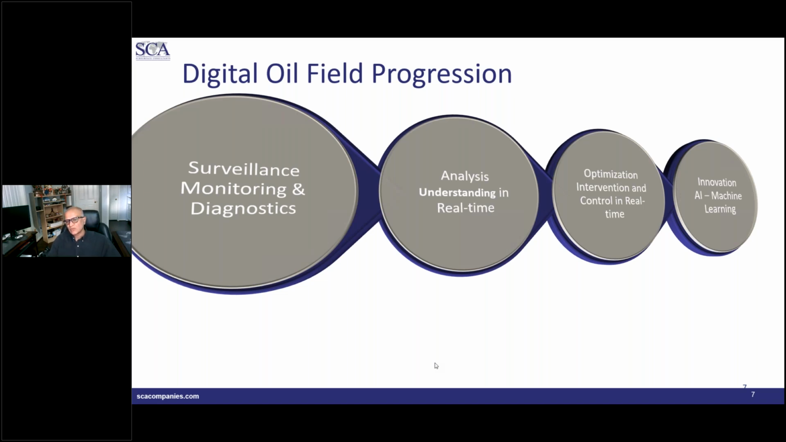Now, those computations could be physics-based computations, and then if you have some controls in the field, then remotely you actuate those controls so that you can change the flow rates, you can change some control valves, or you can even stop some machinery in real time so that further damage doesn't happen, and so on. And when we talk about innovation, AI and machine learning, the idea is automation.